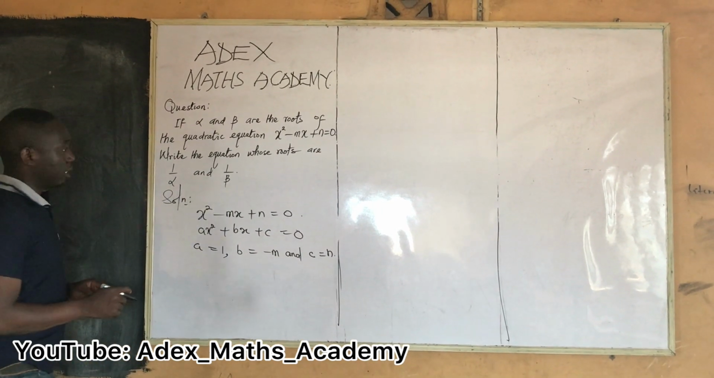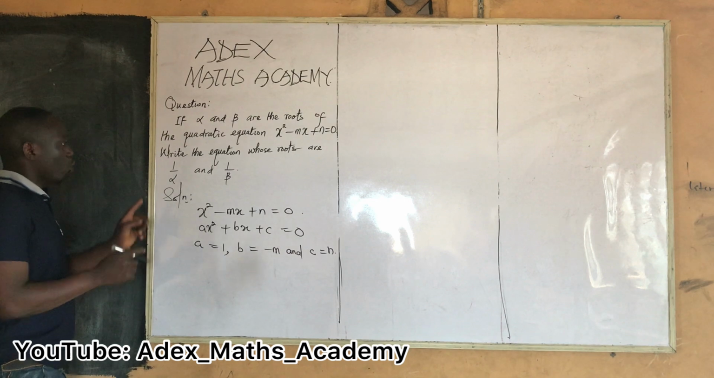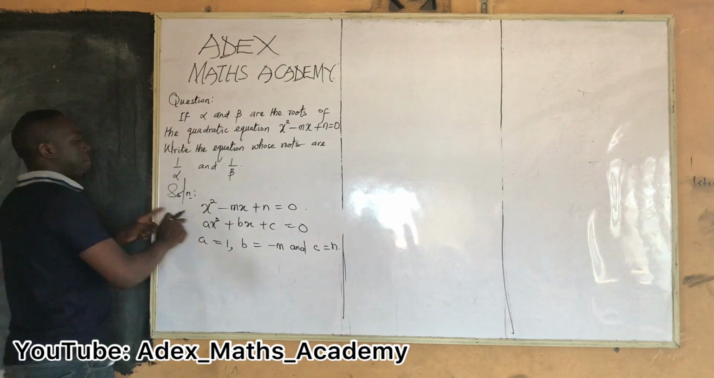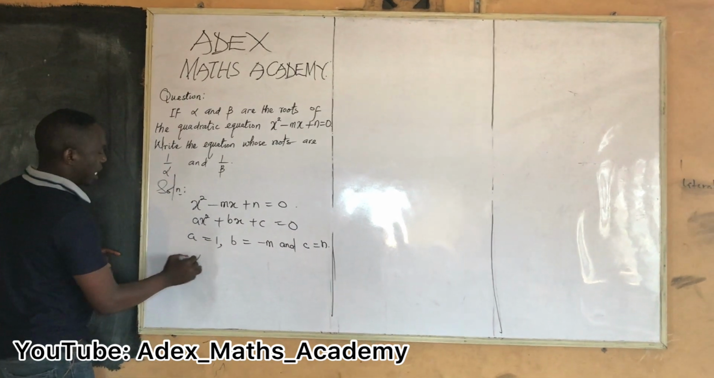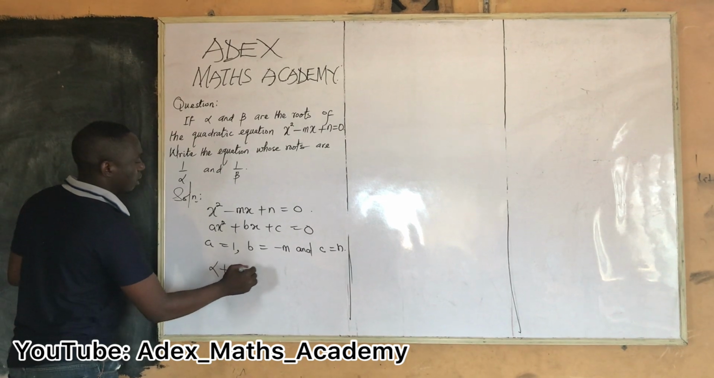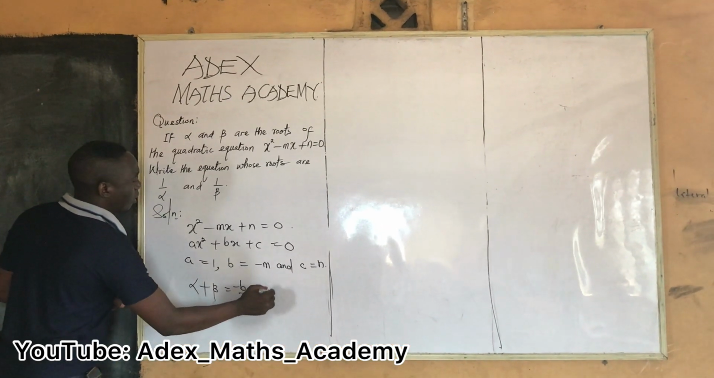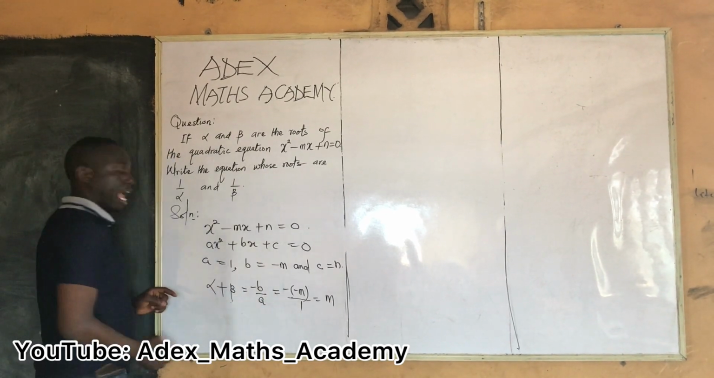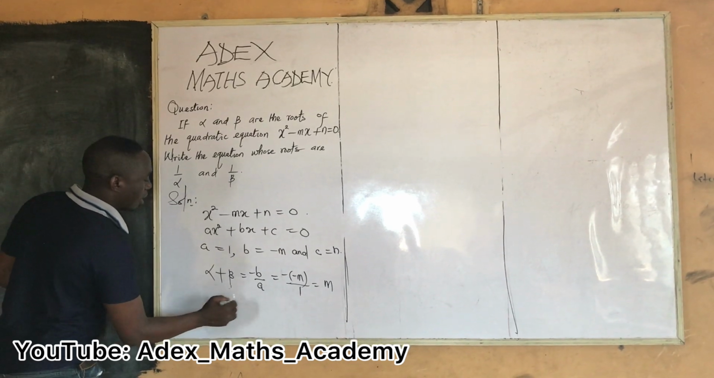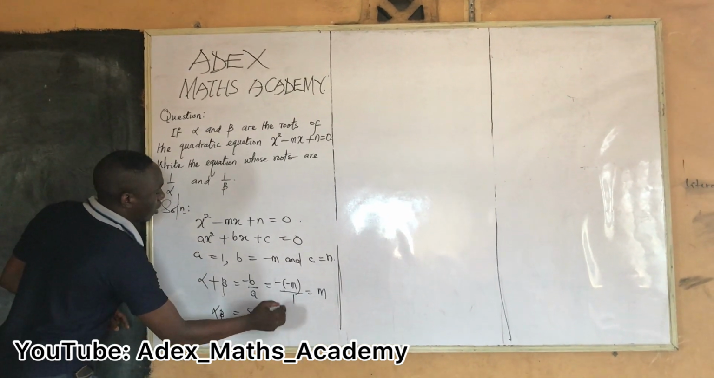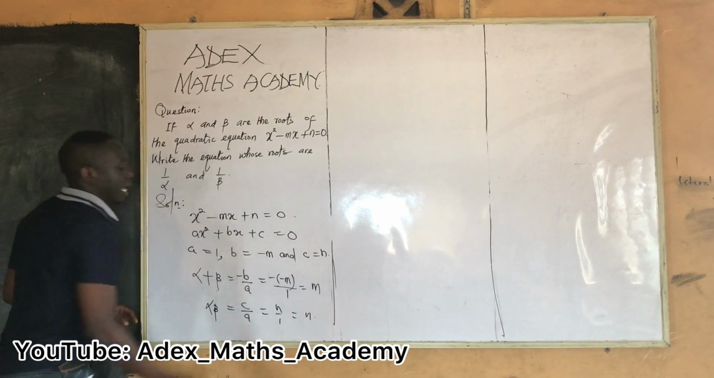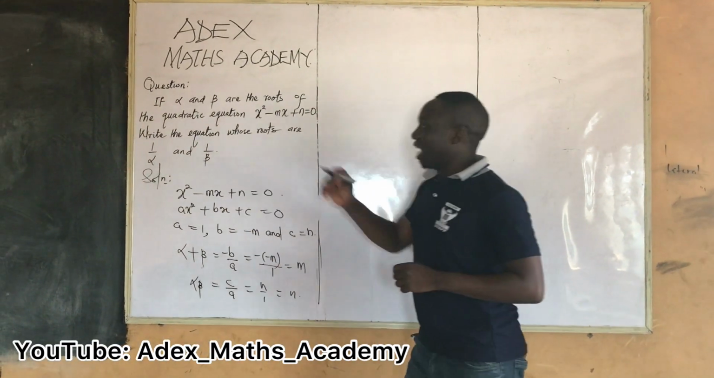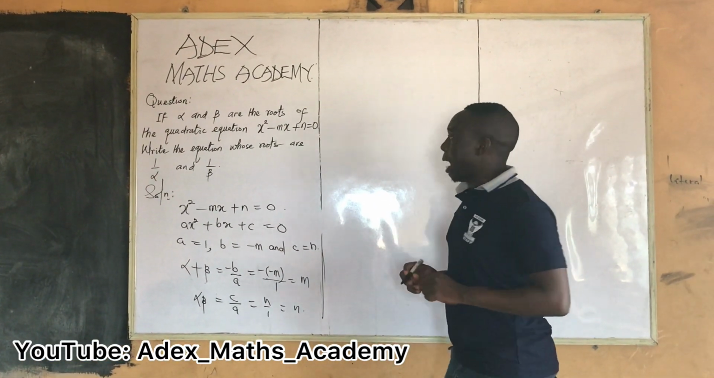But the question is, we are looking for the equation whose roots are 1 over alpha and 1 over beta. So if alpha and beta are the roots of this, we can say that alpha plus beta is minus b over a, and this is going to give us minus minus m divided by 1. This is equal to m. And alpha beta equals c over a, and this is equal to n over 1, and we have this as n.